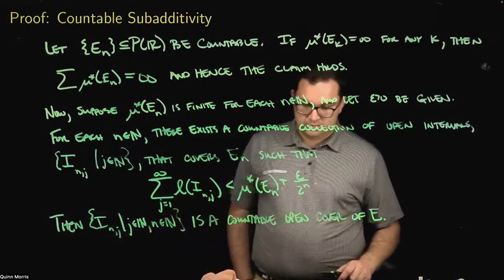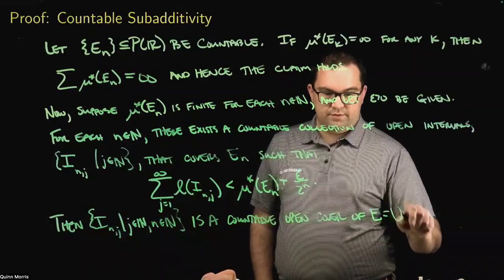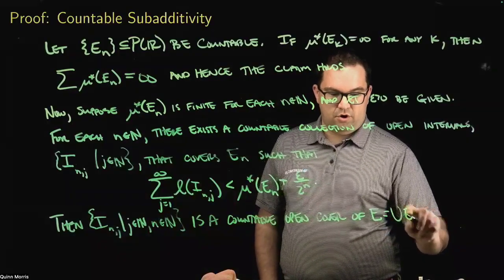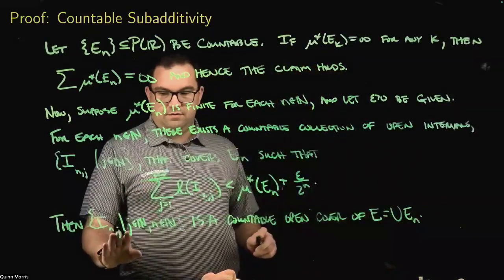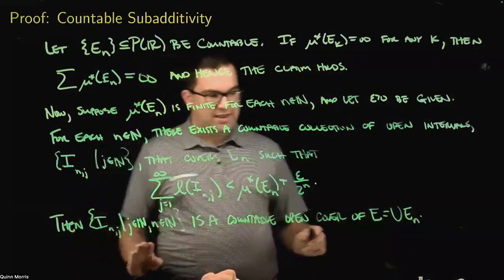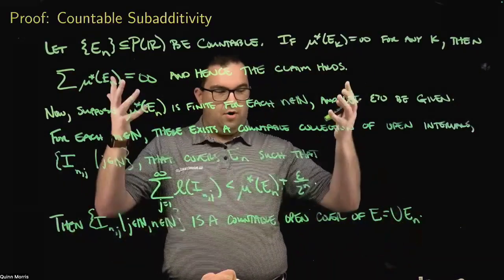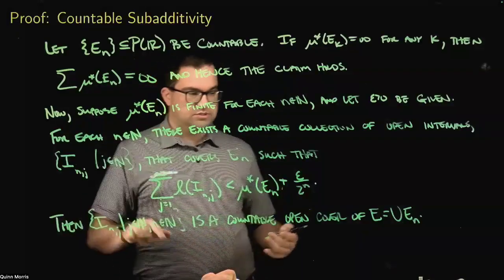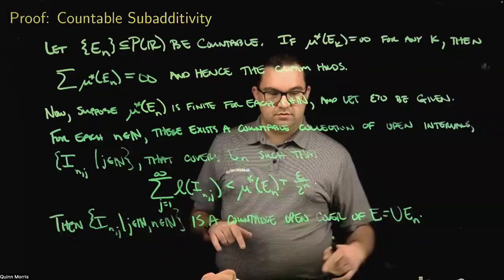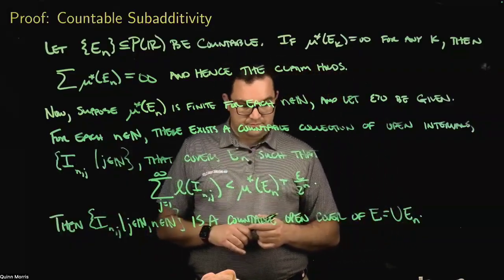All right. And why is this true? E is just the union of all the E_n's. So fix an n, the I_{nj}'s cover that particular E_n, and then as you union them all together over all n's, this whole set covers the union of all the E_n's, which is just E. Okay.